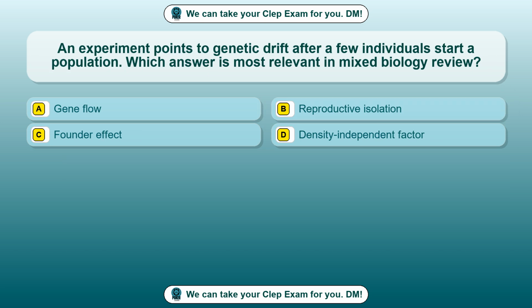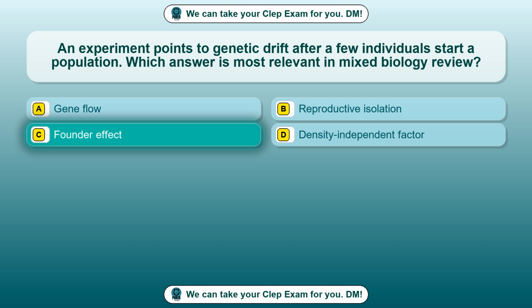Question 26. An experiment points to genetic drift after a few individuals start a population. Which answer is most relevant in mixed biology review? Option A, gene flow. Option B, reproductive isolation. Option C, founder effect. Option D, density independent factor. The correct answer is option C, founder effect.